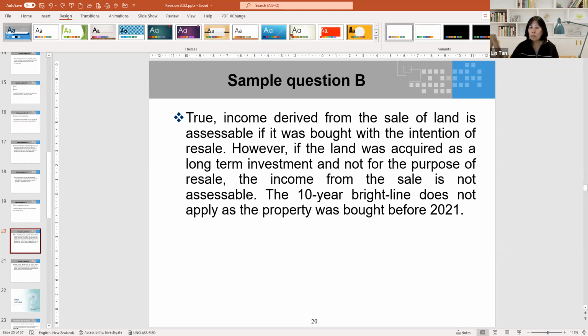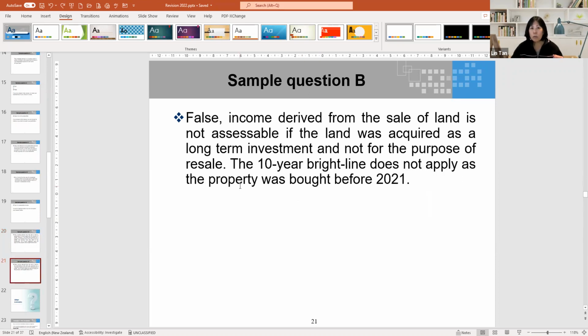And if you think in terms of the bright line rule, that it was sold within 7 years, the 10-year bright line rule also doesn't apply because the property wasn't bought after 2021. Now for this type of question, sometimes you can answer the other way as well, and you won't be wrong, because it depends on the explanation that you use to support whether you say it's a true or false statement.